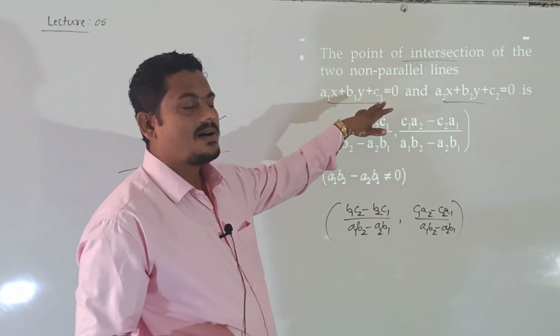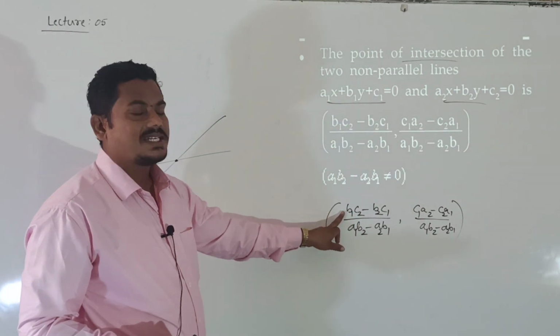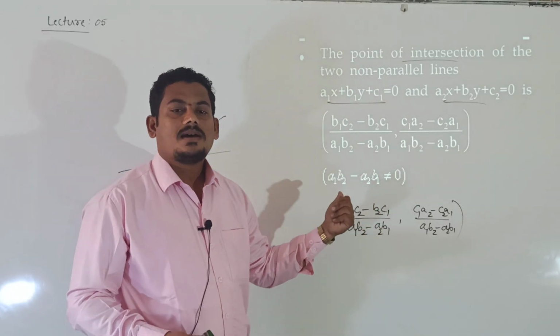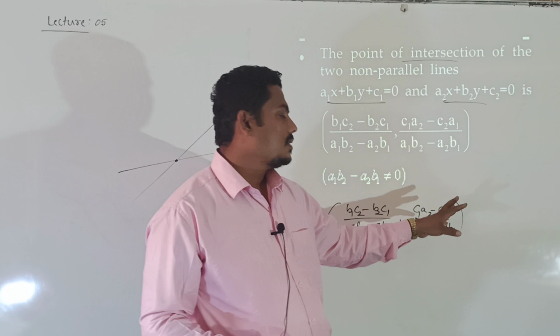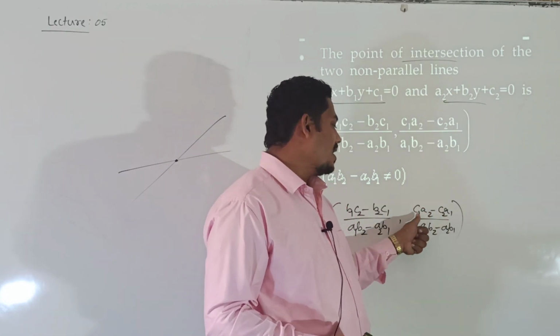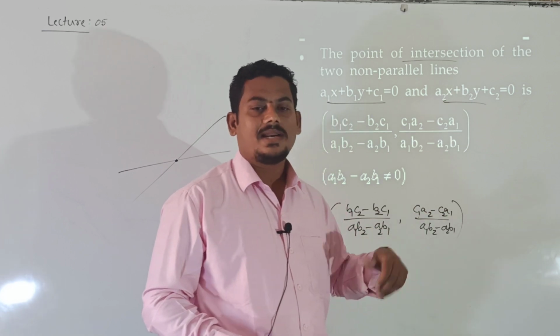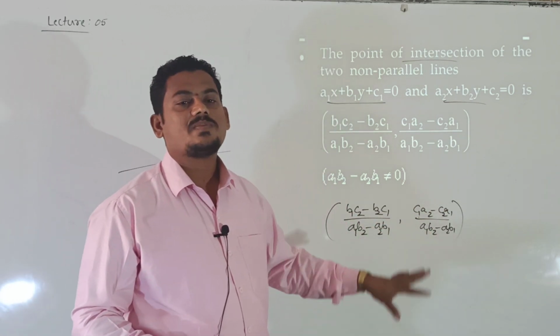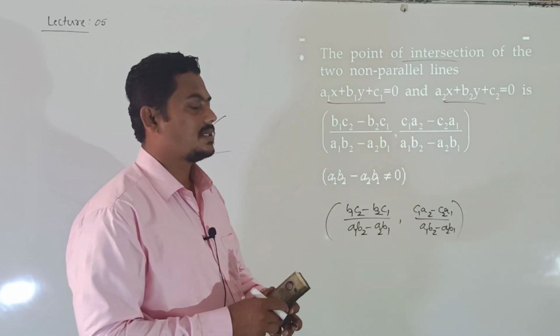The point of intersection of these two lines is, just write BC minus BC divided by AB minus AB, then write 1 2 2 1, and the y coordinate is CA minus CA divided by AB minus AB. After that, give the order 1 2 2 1, where the denominator AB means A1 B2 minus A2 B1. This is the point of intersection of two lines.